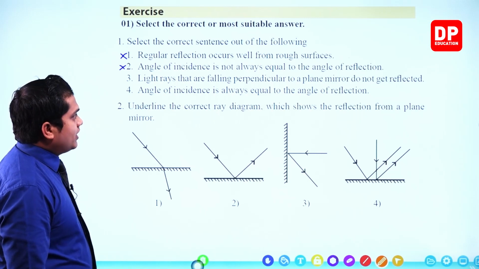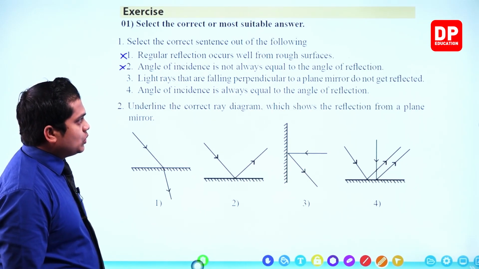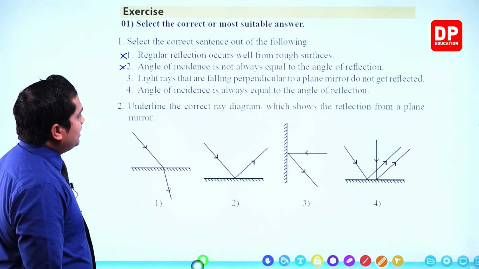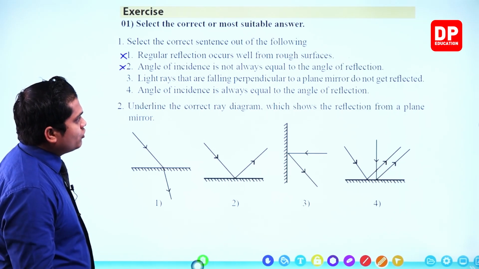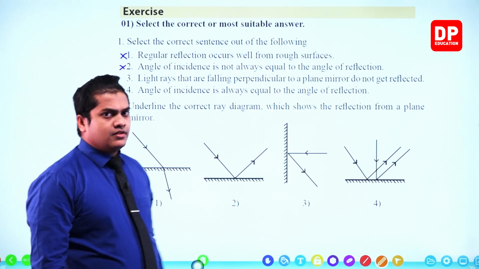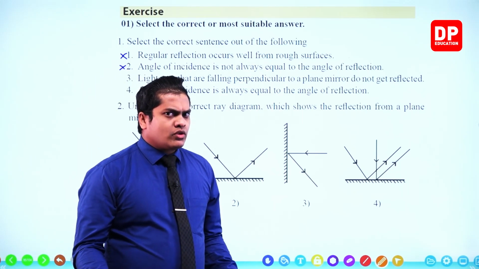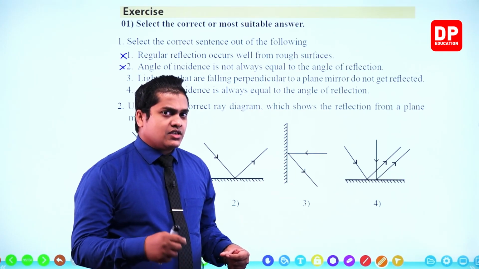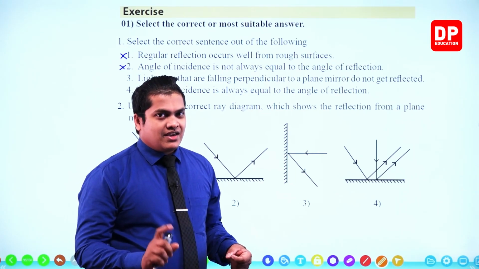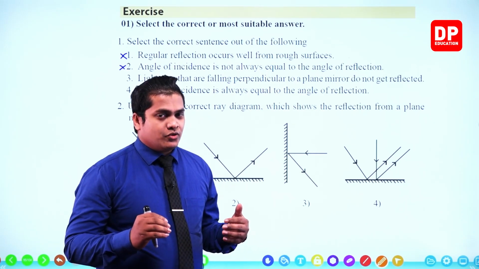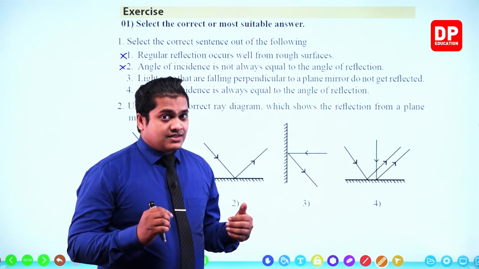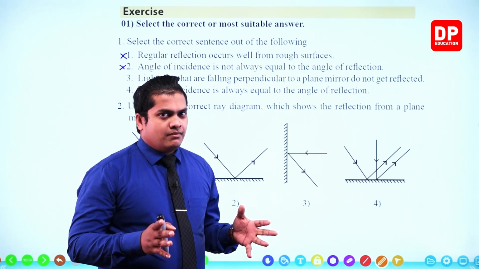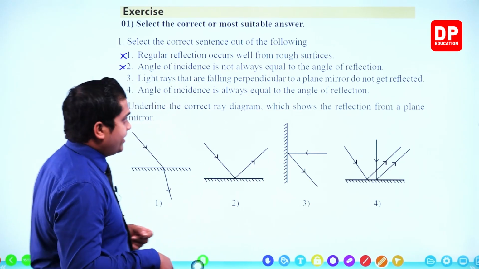Light rays that are falling perpendicular to a plane mirror do not get reflected. We'll keep that thing. We haven't studied that within the lesson part, my dear children. Okay, actually we have studied, but I think you don't get that sentence that much clearly. However, we'll go for the next one, the final one then.